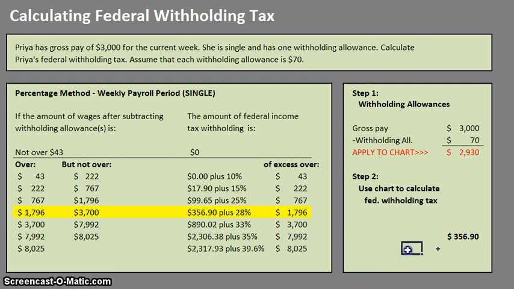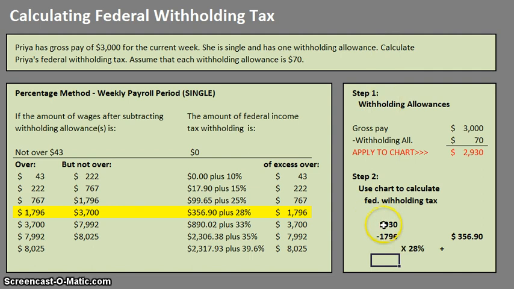So we are going to be charging 28% of however much her $2,930, this number we dealt with earlier up here, exceeds this number here, 1,796. So essentially what we're saying is that we're trying to find how much this 2,930 that we calculated before exceeds 1,796. So let's go ahead and try subtracting that and see what the excess is.